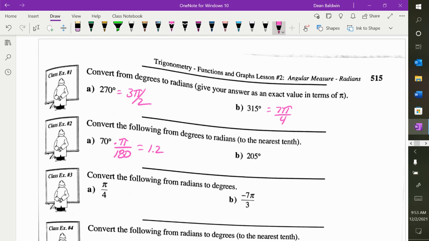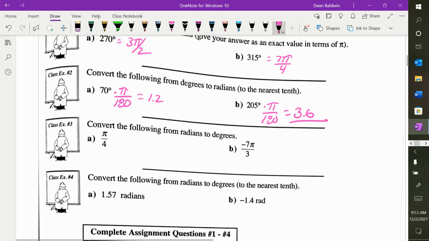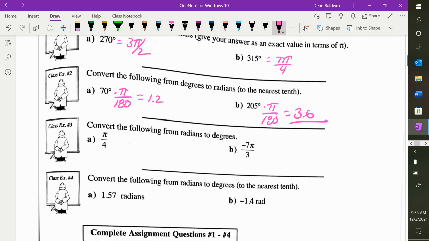Okay. All right. 205. Tell me how many rads that is. You should get 3.6. If you're converting from degrees to rads, you multiply by pi over 180. 3.6 is fine. All right. Are we okay? Let's go with it then.